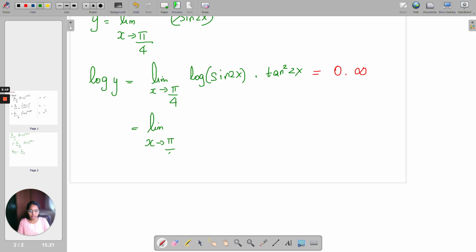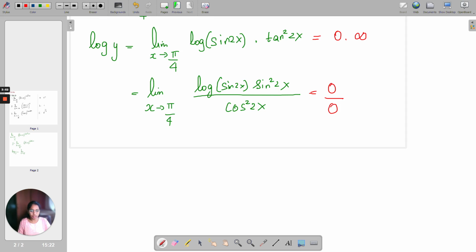Yes. So I would get limit x tending to pi by 4 of log of sin 2x into sin square 2x divided by cos square 2x. Now, what is sin pi by 2? Sin pi by 2 is 1, right? Log 1 is 0 and 0 into anything is again 0, right? In the denominator, what is cos pi by 2? Cos pi by 2 is again 0, right? So we have a 0 by 0 form. Let us apply the L'Hospital's rule.